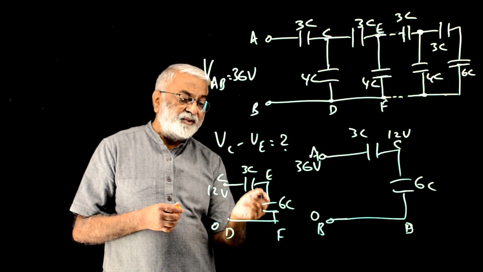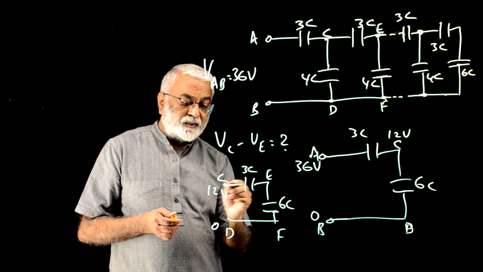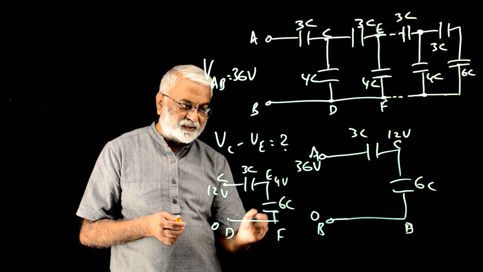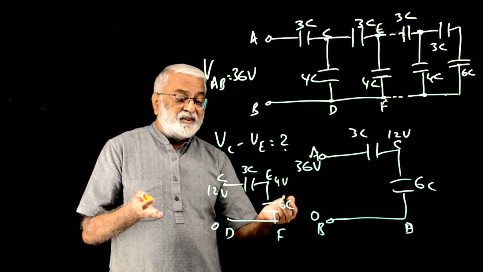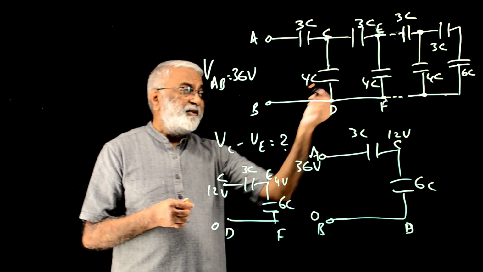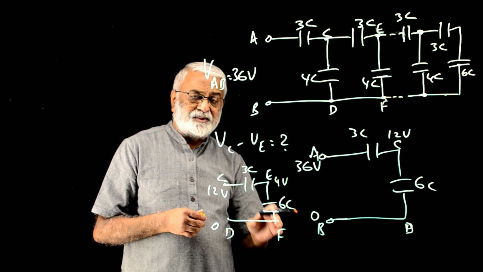So 12 divides in the ratio of 2:1 again. So that's 8 volt and 4 volt. 8 volt potential difference will give us 4 volt here. Of course this is 0 and this 4 volt. So what is VC minus VE? We got it, 8 volt. We got VE minus VF also, 4 volt. So the same ratio repeats.